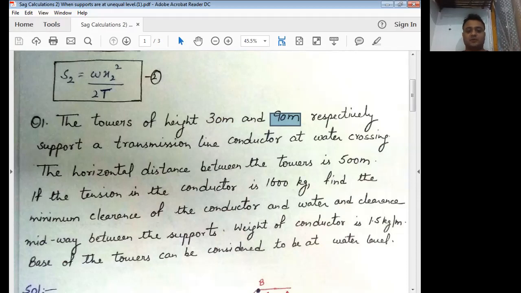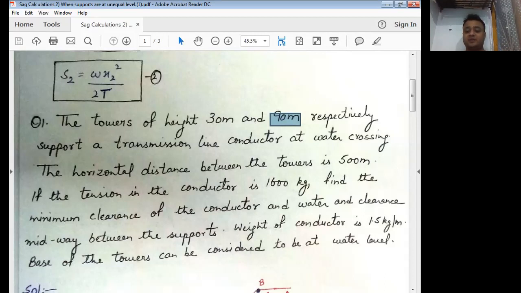Tower की height दी है, one is 30 meter and the second is 90 meter, supporting a transmission line at a water crossing. मतलब वाटर हमारा फ्लो कर रहा है, एक एंड में एक टावर लगा है 30 मीटर हाइट का और दूसरे एंड में दूसरा टावर लगा है 90 मीटर हाइट का. जो हॉरिजॉन्टल डिस्टेंस इन दोनों के बीच का है जिसको हम स्पैन लेंथ कहते हैं वो दिया है 500 मीटर और टेंशन भी दिया है 1600 kg.